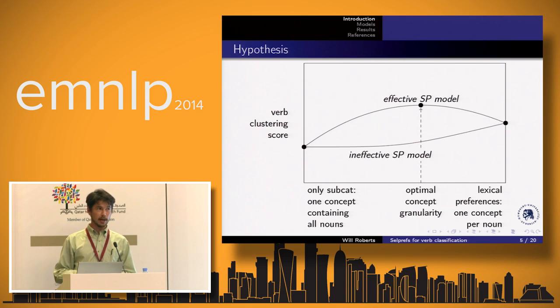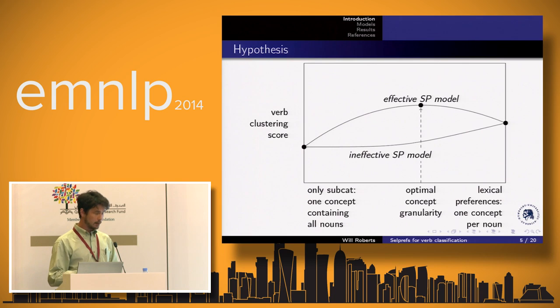This is a schematic where on the left side I'm putting the baseline method, which I said uses only subcategorization information. And I'd like to put it to you that this is a kind of selectional preferences model in the sense that I've just introduced, because it maps all nouns onto the same null concept. So in essence, we're capturing no selectional preference information. On the right side, I'd like to introduce a really simple model, which I'll call lexical preferences. And in this model, every noun is mapped onto its own concept label.